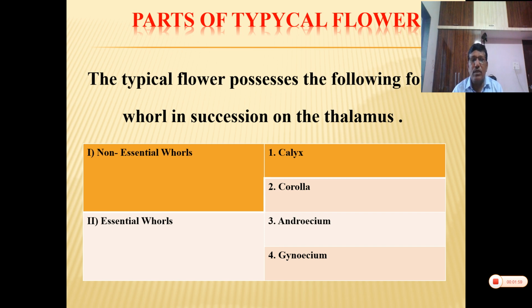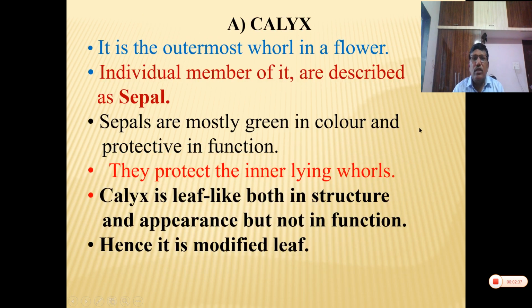So these four whorls are grouped into two groups. The first group, non-essential whorls, that is calyx and corolla, is considered non-essential because they do not take part in the fertilization process. While the second group, essential whorls, that is androecium and gynoecium, is considered essential whorls of the flower because they take part in the process of fertilization and seed formation. We will see them one by one.